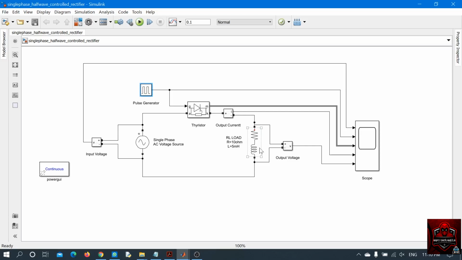And here is the load. R is taken as 10 ohm and inductance L is equal to 5 millihenry. The simulation running time is set to 0.1. Let's run the model.